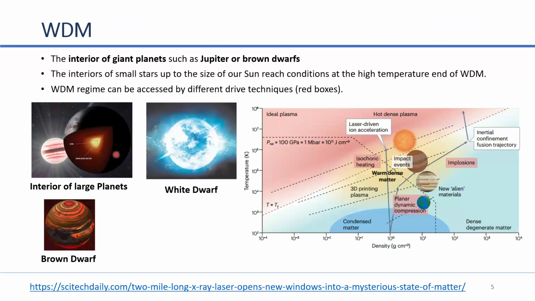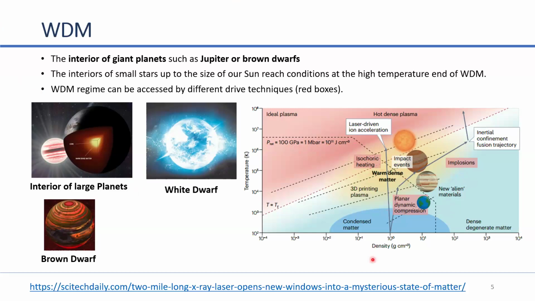Warm dense matter occurs naturally inside large planets like Jupiter, and you can see this is very high density, but this is the warm dense region, and it occurs in white dwarfs, brown dwarfs, and their interiors. If you look at the pressure generated, it is very high in warm dense matter. So I suppose that high heating, dynamic compression and implosions can be achieved within the laboratory scale, which is marked in red.